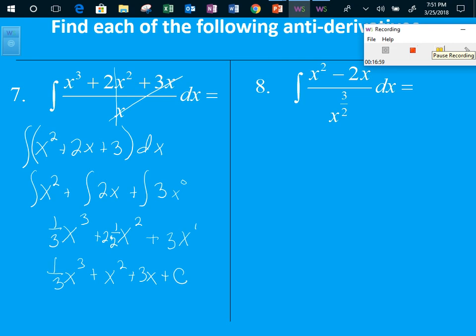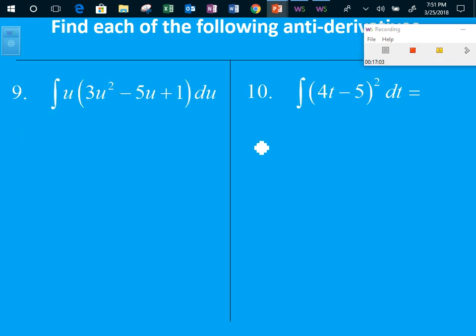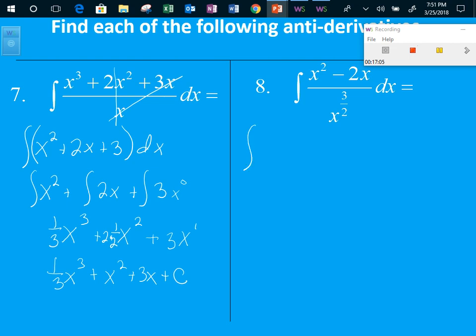On to number 8. What we're going to do is simplify first. So x squared over x to the 3/2, subtract those exponents. So we've got x to the 1/2 minus 2x to the negative 1/2. Leave that as it is for a minute, dx. Now let's find each antiderivative. So add 1 to the 1/2 and get 3/2. Multiply by the reciprocal and get 2/3.